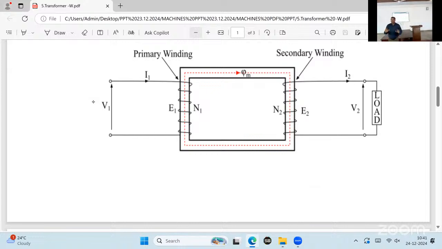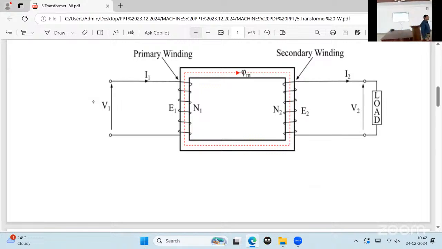Next question, transformer. We'll get 3 questions. Explain the working principle of transformer. Derive the EMF equation of a transformer. Problems on transformer. Construction of a transformer. For 10 marks question, transformer 4 questions. What is the first question?